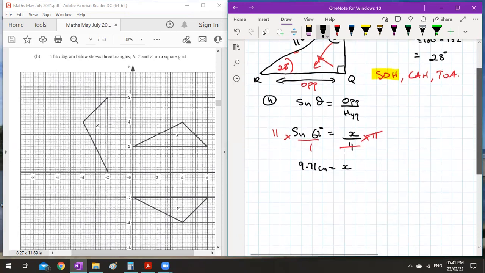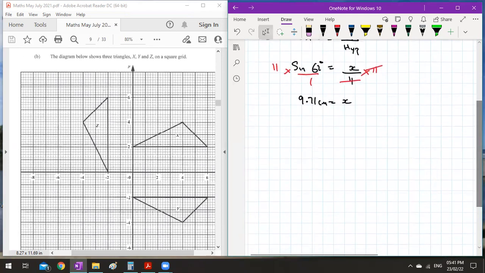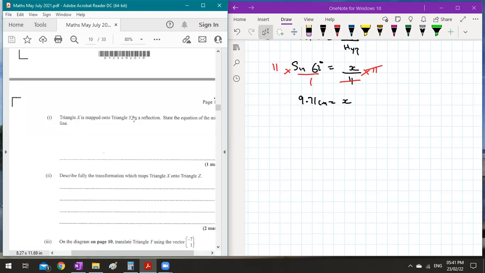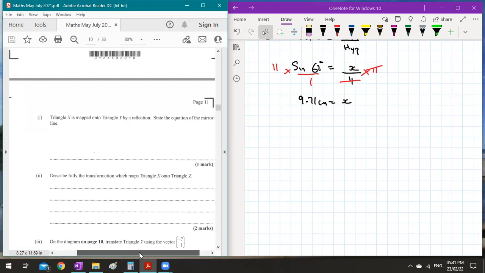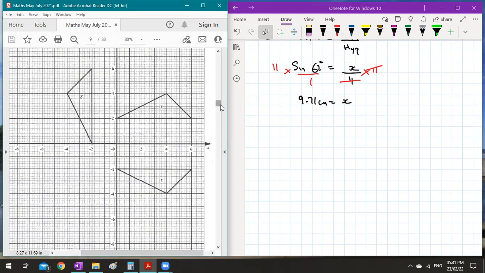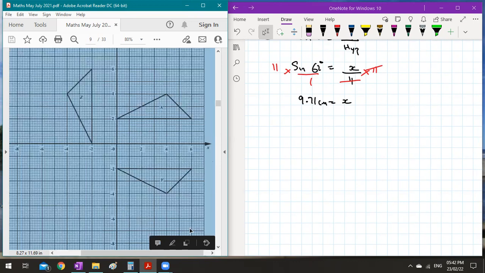All right. Part B. The diagram below shows 3 triangles X, Y, and Z on the same grid. So we can clearly see X, Y, and Z. Triangle X is mapped onto triangle Y by a reflection. State the equation of the mirror line. So triangle X, that's this one here, maps onto triangle Y by a reflection.